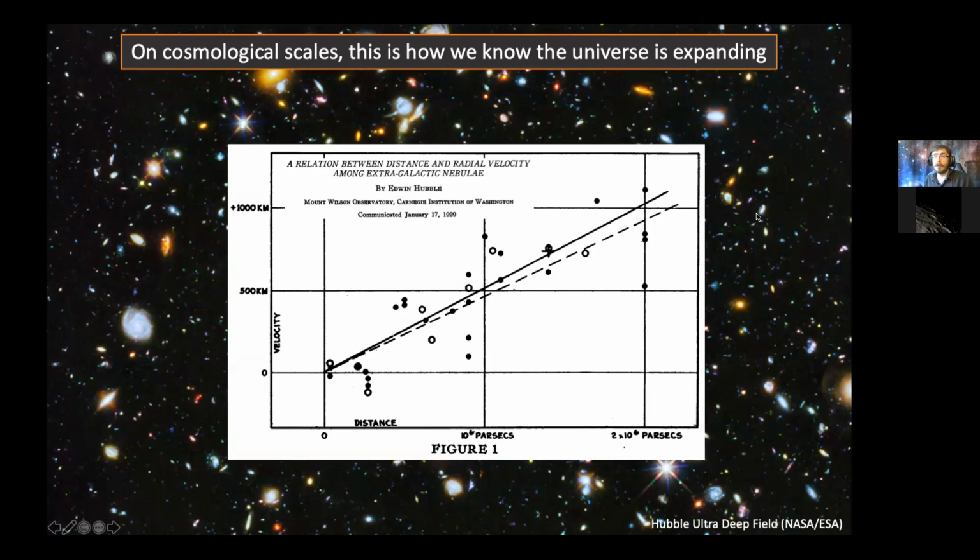If you go out even further on cosmological scales, then this is how we know the universe is expanding. This is a classic figure from Edwin Hubble, almost 100 years ago now, in which he looked at the redshift or the velocity shift of galaxies. He knew how distant they were because of a few tricks that he could play with variable stars to get the actual distance. And he realized when he plotted it that the further away the galaxy was, the faster it seemed to be moving away from him.